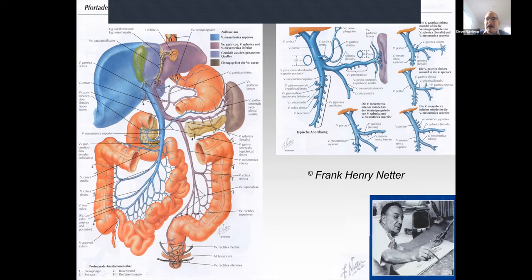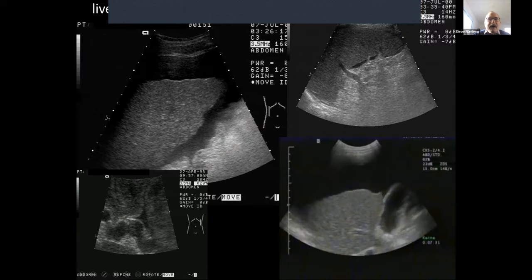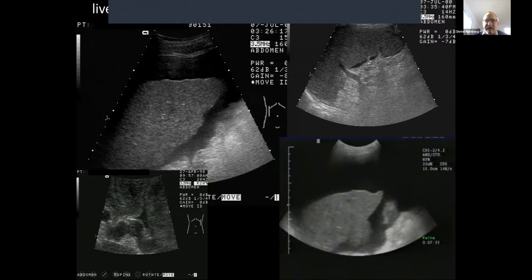We have some variants here. You can see it there, where the inferior is going into the splenic vein or it's going directly into the superior mesenteric or others. And I like very much the pictures of Frank Netter, and then I remember what the real anatomy is there.